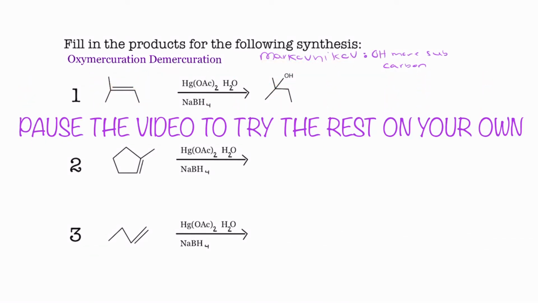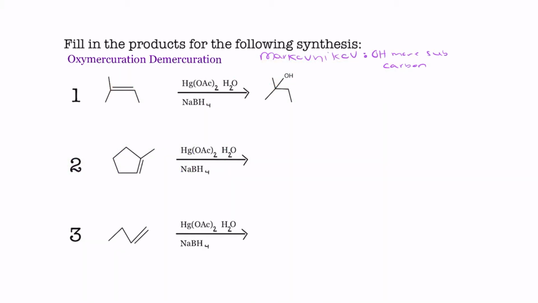So now you can try the rest on your own. And if you got these products, your answers are correct. Now, we have to remember that this reaction, like others, forms racemic products, meaning that the alcohol can form on a wedge or on a dash. And so we must draw both of these possible answer choices in order to get full credit. So take a moment to draw the racemic products for each of these answer choices.